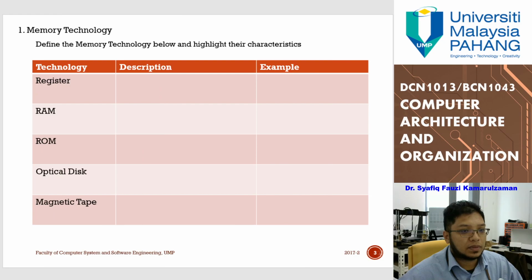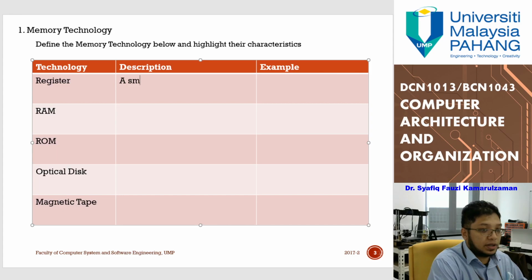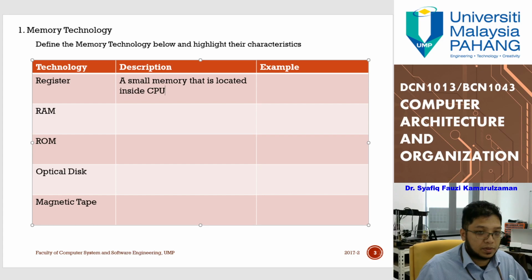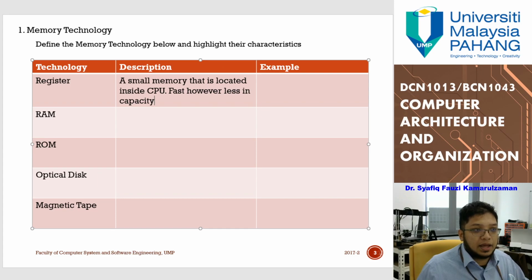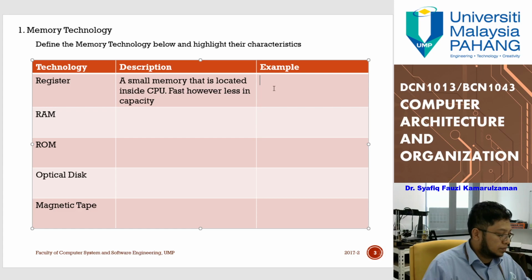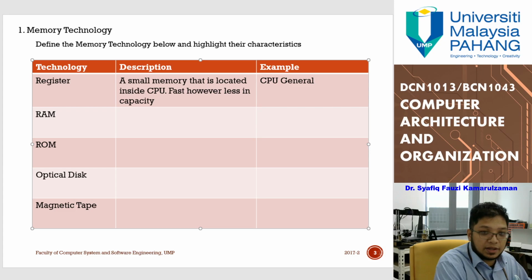The first one is the register. So what exactly is a register? You can define a register as a small memory that is located inside a CPU. It is fast, however less in capacity. Examples are the CPU flag and CPU general purpose registers. This one we have already discussed in chapter 4, in assembly languages.